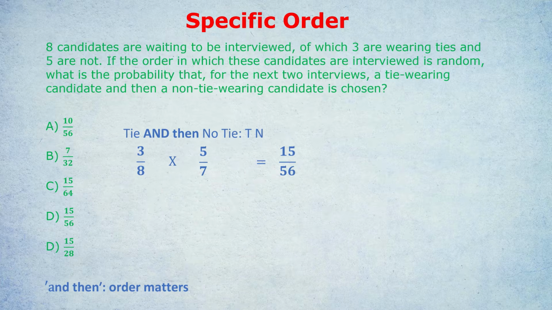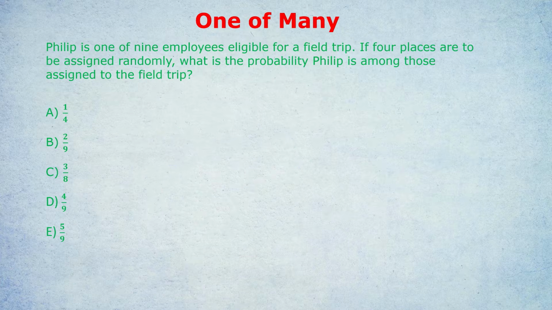Okay, things are about to get even more exciting. What about a question like this? Philip is one of 9 employees eligible for a field trip. If 4 places are to be assigned randomly, what is the probability Philip is among those assigned to the field trip? Now this is kind of cruel because I asked this question straight after I taught you about letters, but we really don't need the letter method here.